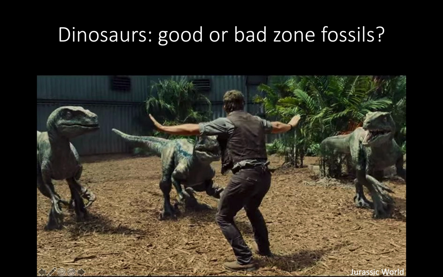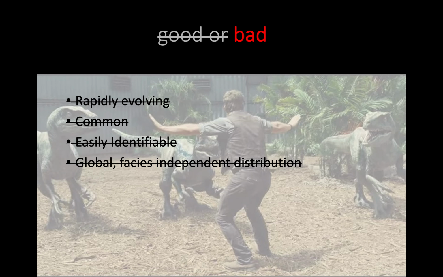So are dinosaurs good or bad zone fossils? These, of course, are not real dinosaurs. Hopefully you knew that already. But they are not good index fossils. They are not rapidly evolving. Most large animals aren't. They are not common. They are extraordinarily rare comparatively to other organisms. They're not necessarily easily identifiable because a lot of the times we just find chunks of bone. And they don't have a global distribution, and they're not really facies independent.